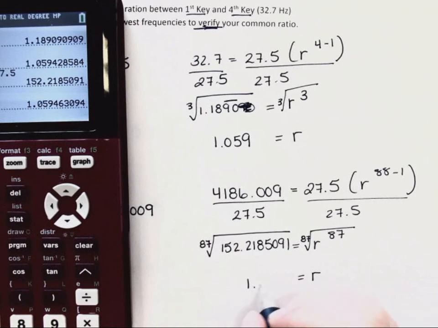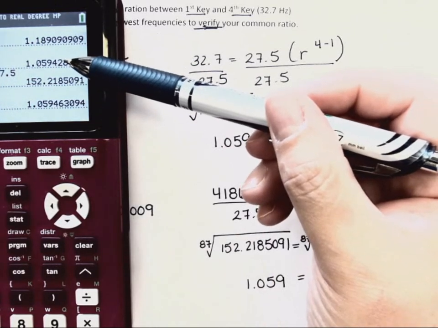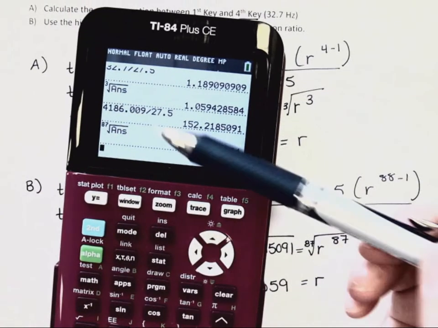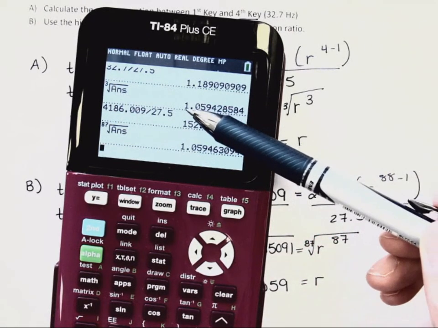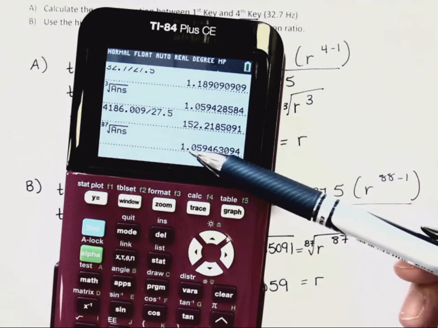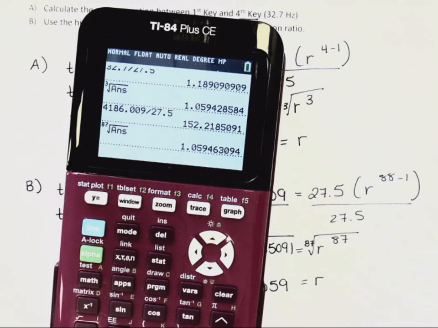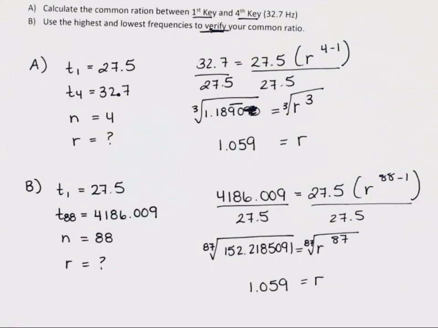So the 1.059. If you look up here, that was my other calculation. Nice thing about this, let me put my calculator back under here. The cubed root of the answer that we did was 1.059428. And this one is 1.05946. So we're really, really close. It's not until the 10,000th place that digits separate, which is great.